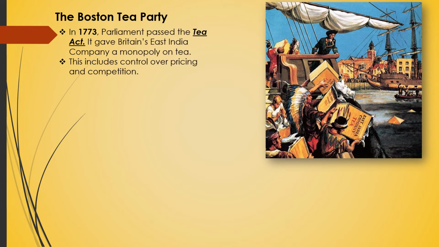In 1773, Parliament passed the Tea Act. Remember, when you say Parliament, we are referring to the British government. This act gave Britain's East India Company a monopoly on tea. Again, when you say monopoly, it gives complete control of a good or service in an area to one person or group. And this includes, grade 5, control over pricing and competition. In short, only the East India Company was allowed to sell tea to the colonies.